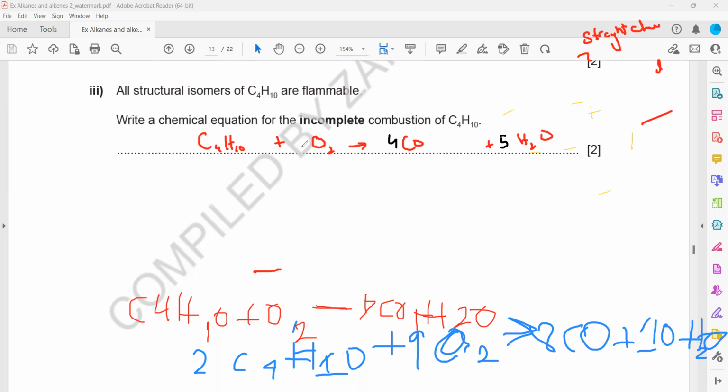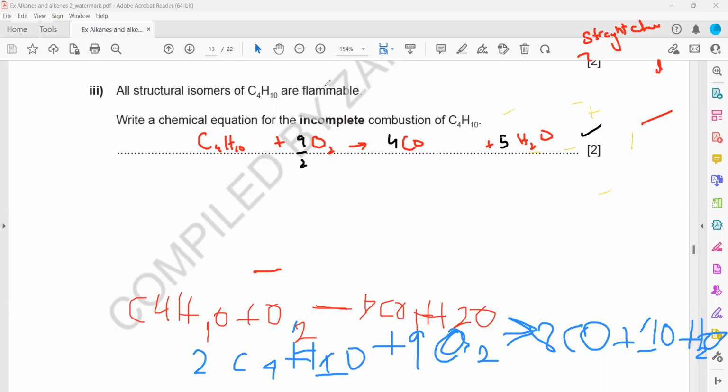Whenever we need an odd number, what we can do is say 9 by 2, because 9 by 2 multiplied by 2 will be equal to 9. So whatever odd number we need, that is over 2. And this is fine. If you write it in the exam, this is also fine. You will score the mark.